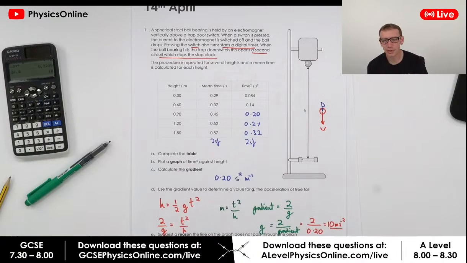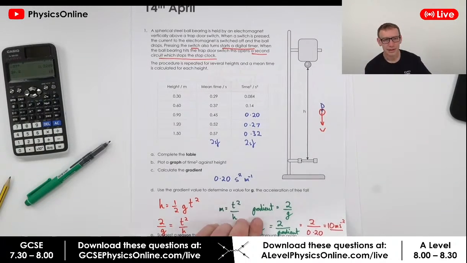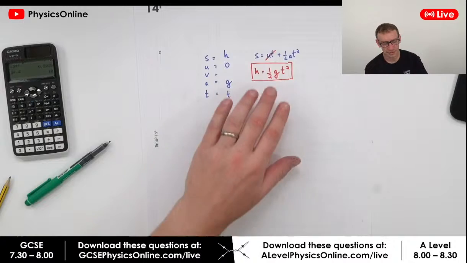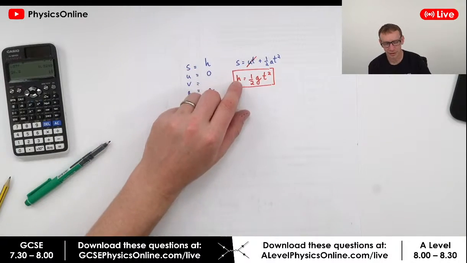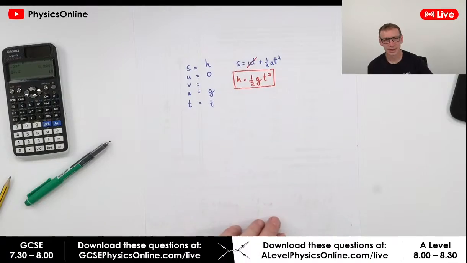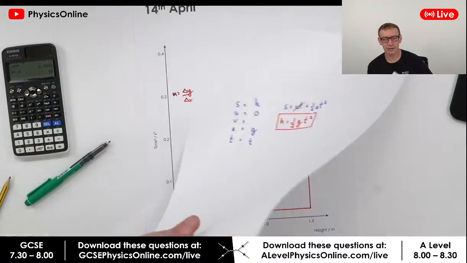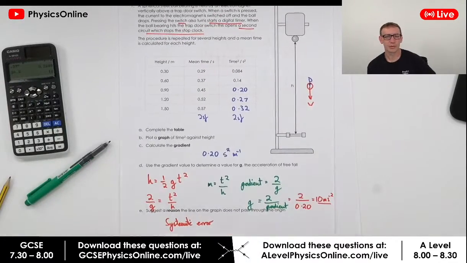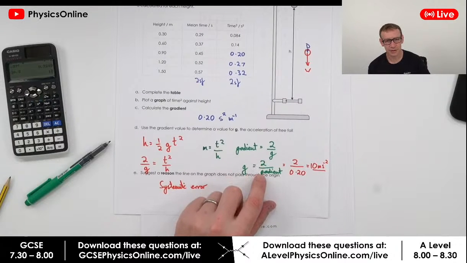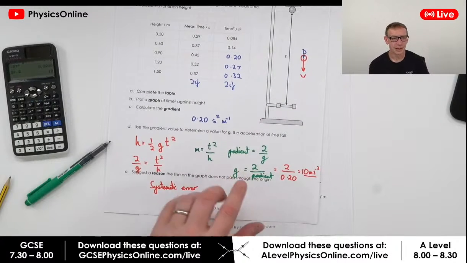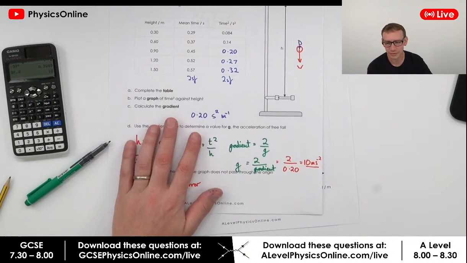Would g not be 1 over gradient, because that would give metre second to the -2? Joel, it would give something, but because we've got this equation here, based on this Suvat equation about the height being equal to half g t squared, if you just did 1 over the gradient, you'd get a value of 5, which would be half the value. So the reason that we have to do 2 divided by the gradient to get our value of g is coming from this Suvat equation.